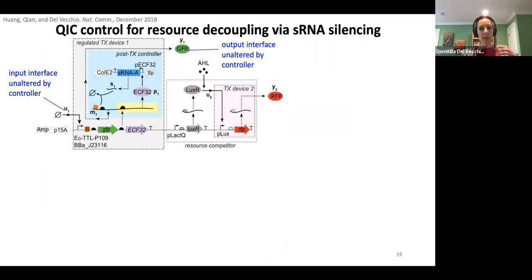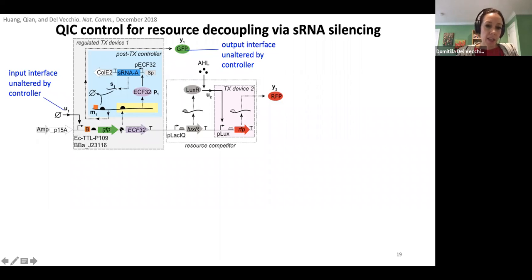So here's the implementation in bacteria. On the right-hand side, I'm showing a resource competitor. This is the system that allows us to apply the disturbance D in ribosomes. We are overexpressing this red protein, and in doing so, we are taking away ribosomes from the production of GFP.